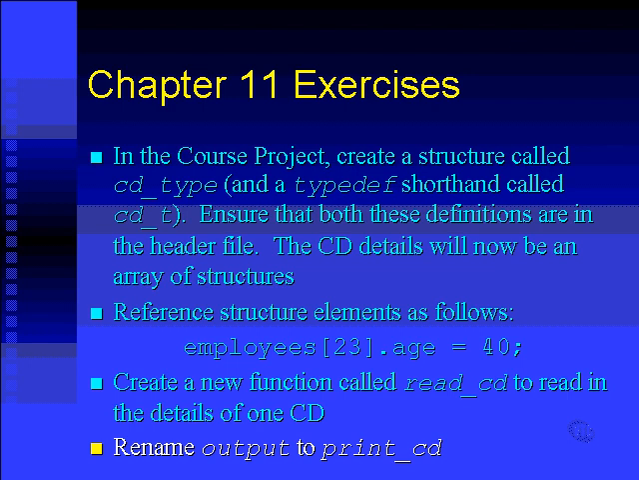We were trying to figure out how we could reduce the number of parameters to the output function from 5. Well, I won't tell you how many there are going to be, but I'm sure you can guess how many parameters there are going to be to the print CD function now. Print CD's sole purpose in life will be to print the details of one CD. Just one, not the entire array, just one.